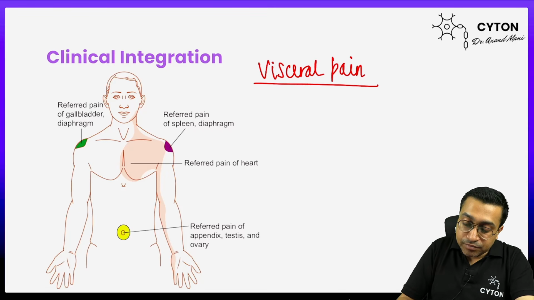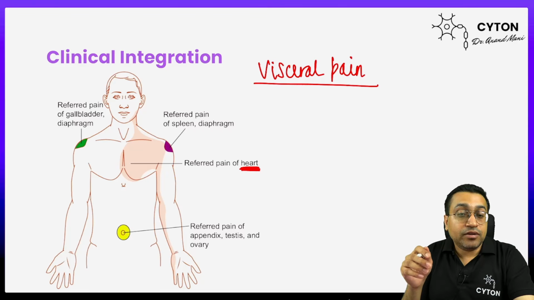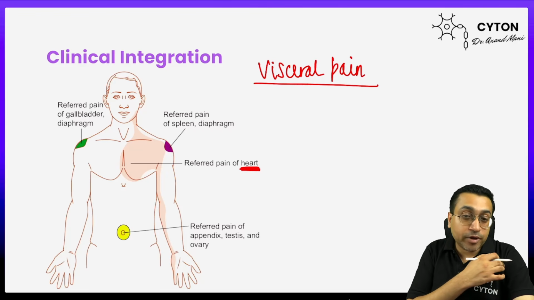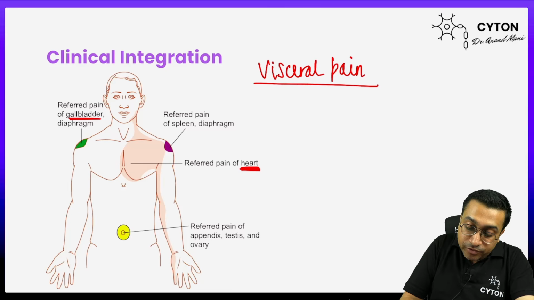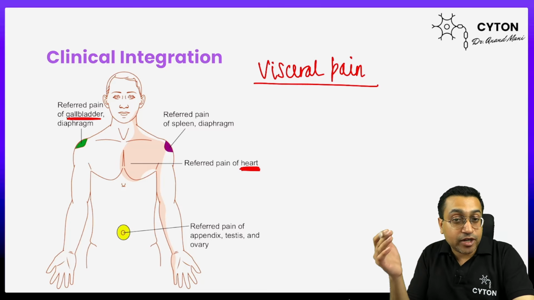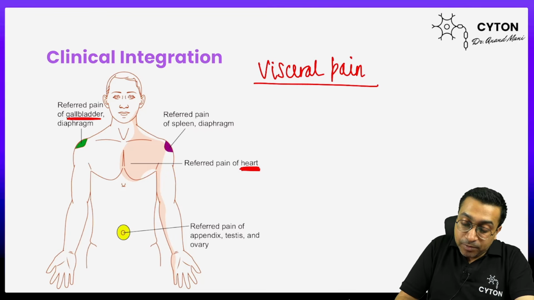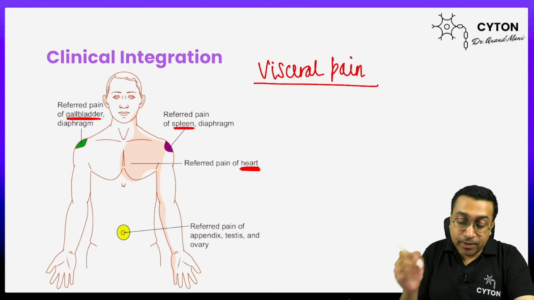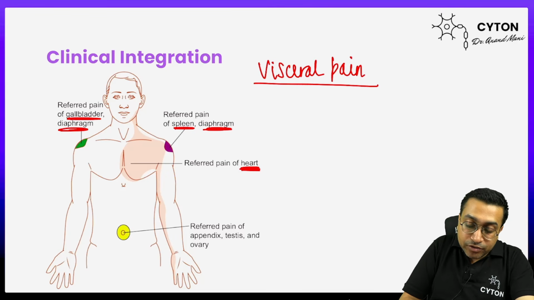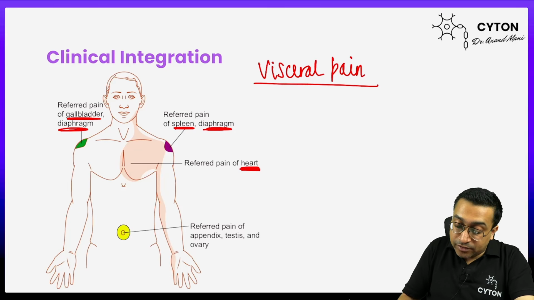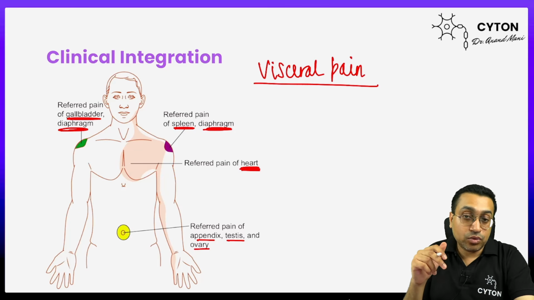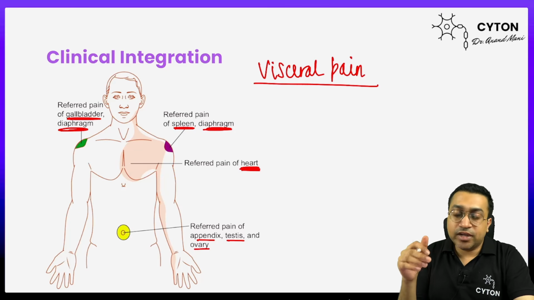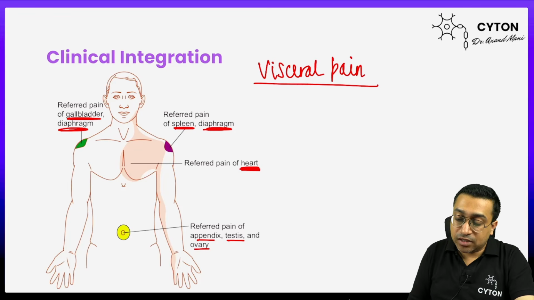Heart: referred pain of the heart is to the left precordium, inner aspect of the arm and forearm, as you can see highlighted also in this photo. Gallbladder: the referred pain of the gallbladder is at the tip of the right shoulder. Spleen: tip of the left shoulder. Diaphragm: tip of the corresponding shoulders. Then appendix, testis, ovary: the skin around the umbilicus. So that is the T10 dermatome level. That is also a recent MCQ question in the competitive exams.